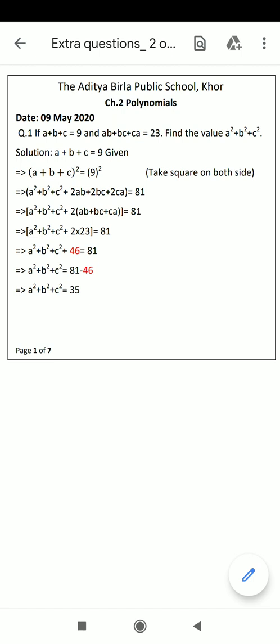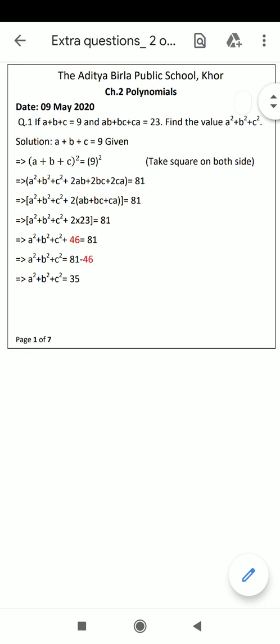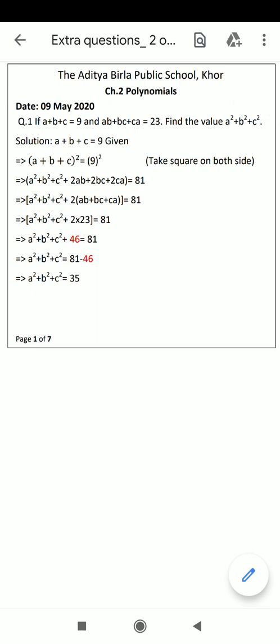Here it is given the sum of three numbers and we want to find their squares. It means we have to use the identity (a plus b plus c) whole square equals a square plus b square plus c square plus 2ab plus 2bc plus 2ca. So that's why we'll use that identity. a plus b plus c equals 9 is given. Now take the square on both the sides.